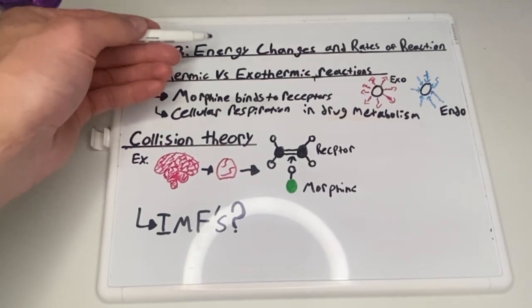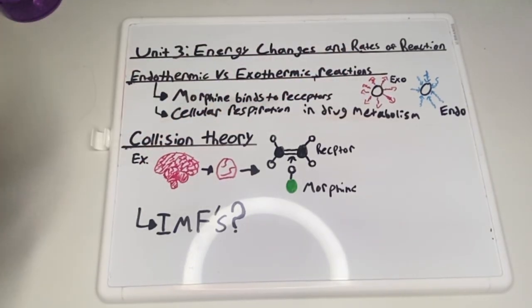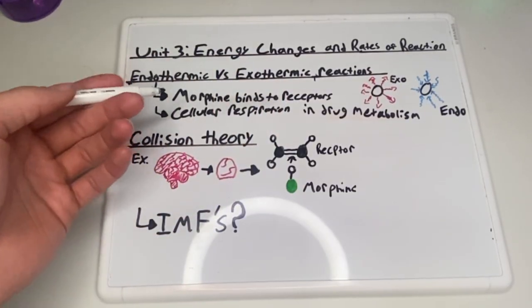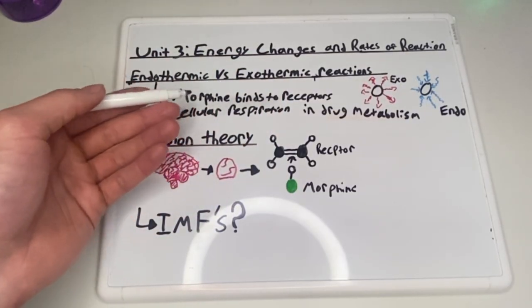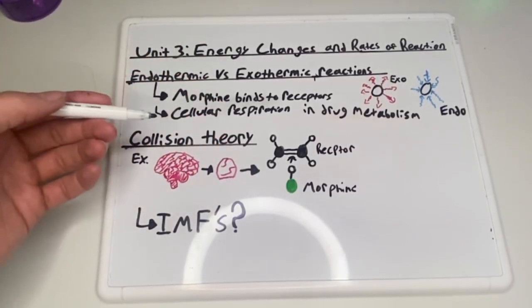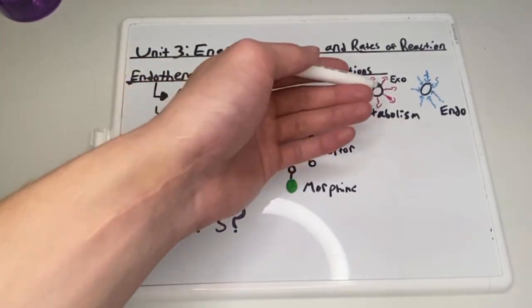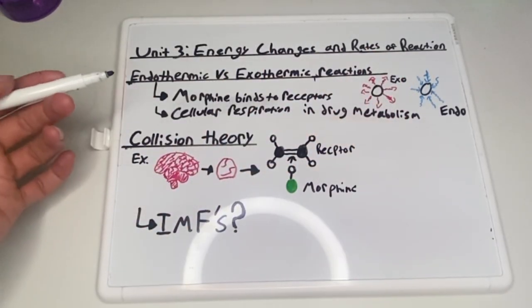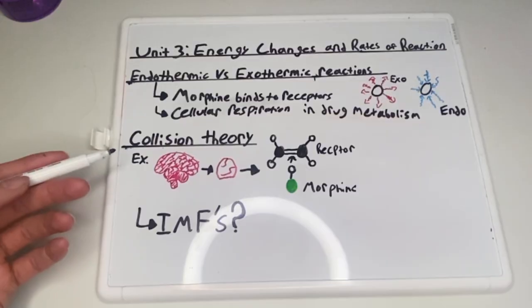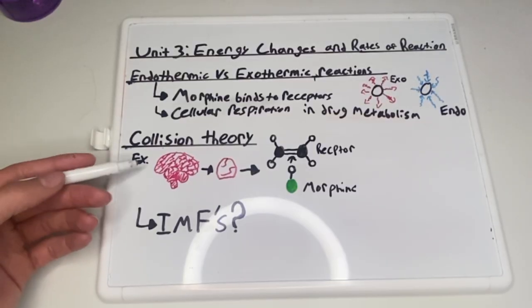Energy changes and rates of reaction. Endothermic versus exothermic reactions. When morphine binds to opioid receptors, energy changes occur. Some biochemical reactions involved in metabolism absorb energy and are endothermic. Others release energy and are exothermic, especially reactions involved in cellular respiration during drug metabolism. Let's look at collision theory.